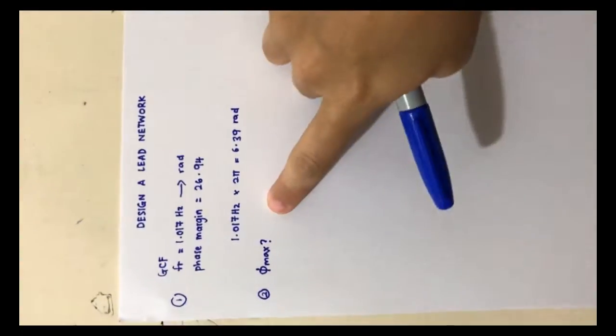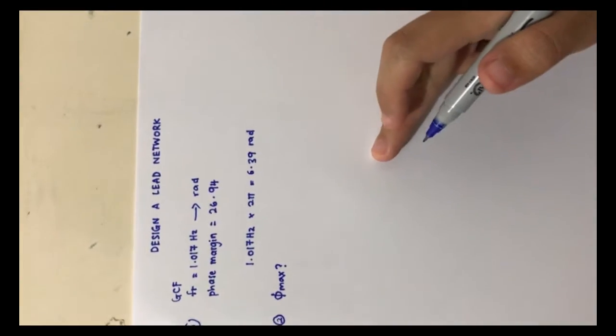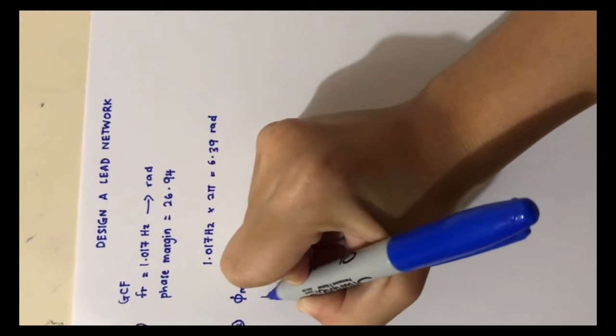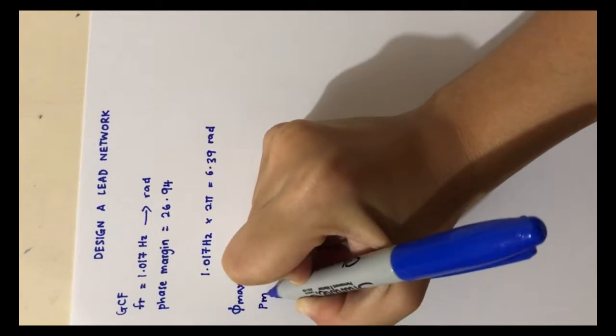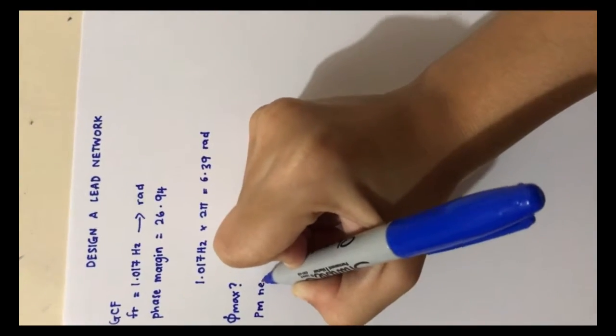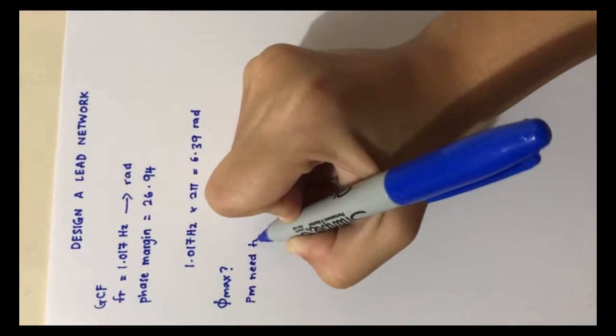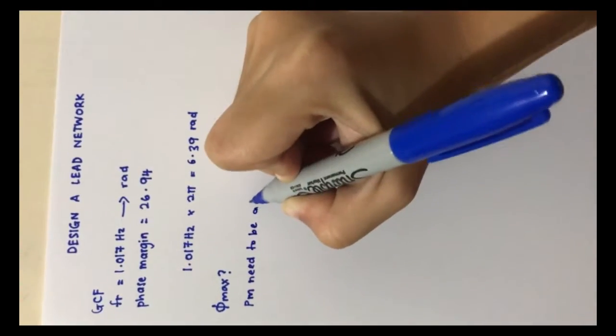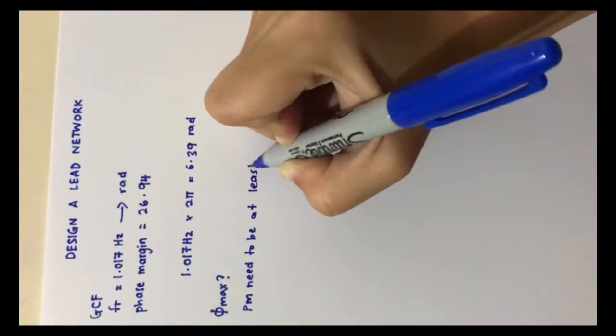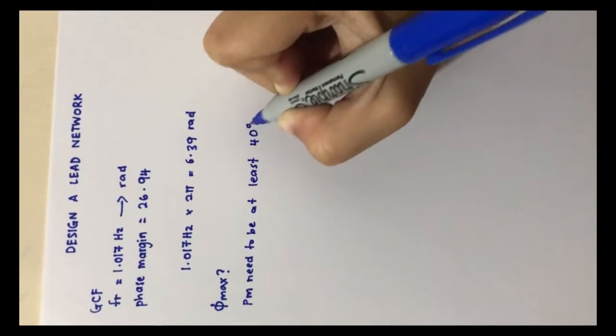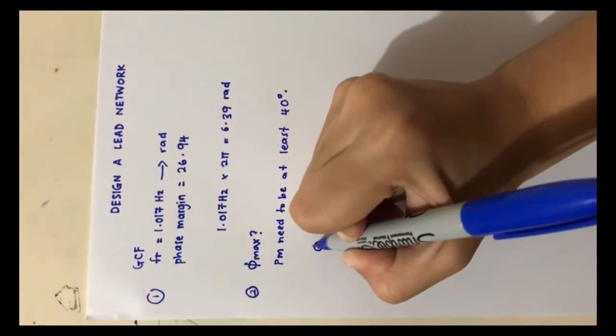The phi max is actually the required addition for the phase margin. According to the question, we need the phase margin to be at least 40 degrees.